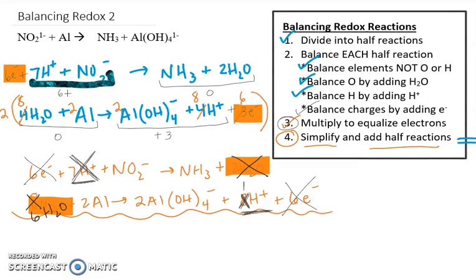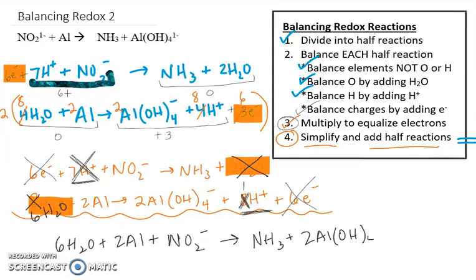And then we're going to write our final reaction. So I don't see anything else that appears on the left and right. So we're just going to put these together. 6 H2O plus 2 Al plus NO2 minus yields NH3 plus 2 Al(OH)4 minus plus 1 hydrogen ion. And that is our final reaction.